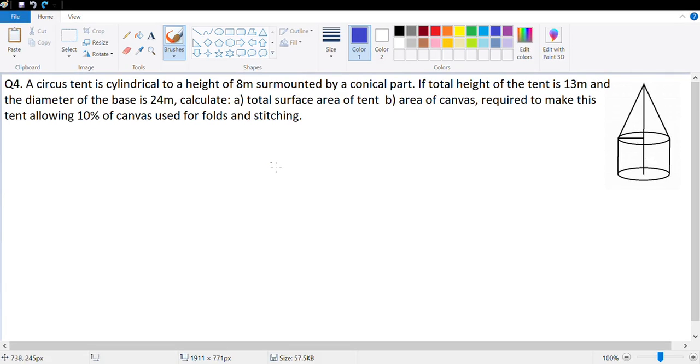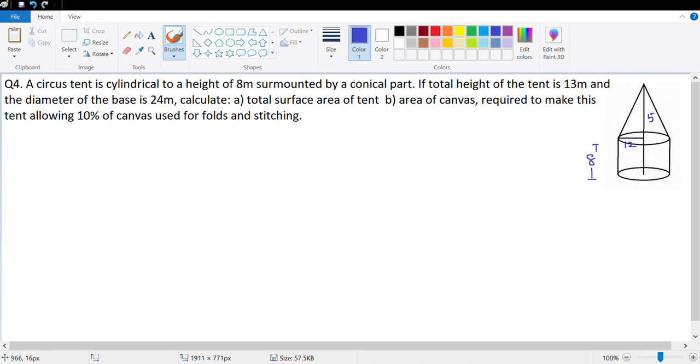Hi guys, let's look at the next question. The next question that we do is question number 4. It says a circus tent is cylindrical to a height of 8 meter surmounted by a conical part. So this height is 8 meter and then there is a conical part. If the total height is 13, then the height of the conical part is 5. The diameter of the base is 24, which means the radius is 12.